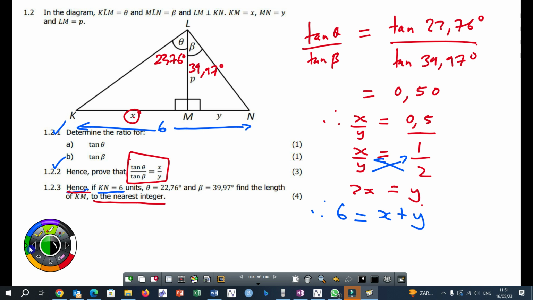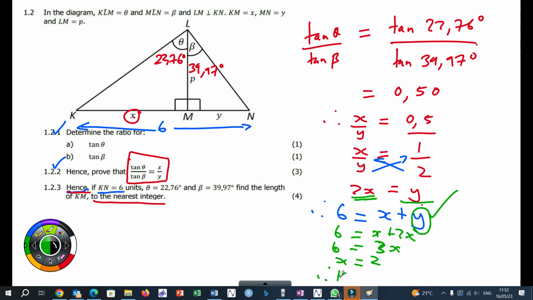So, we know that 2x is equal to y. So I can rewrite this equation in terms of x only or in terms of y only. But since I want to find KM, which is equal to x, I can replace this y here by 2x. Already I'm smiling. No pressure, no stress. No increase in heartbeat. So, I can write this as 6 is equal to x plus 2x. And you get 6 equal to 3x. So x will be 2. Therefore, KM is equal to 2 units. And I'm done. Smiling.